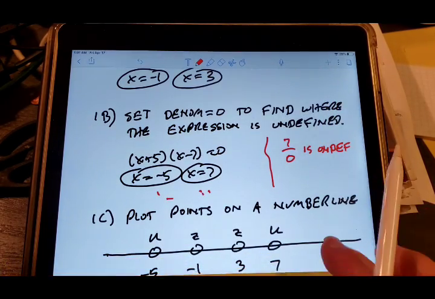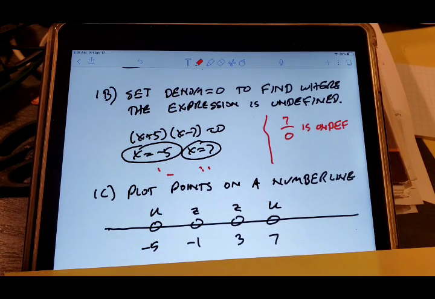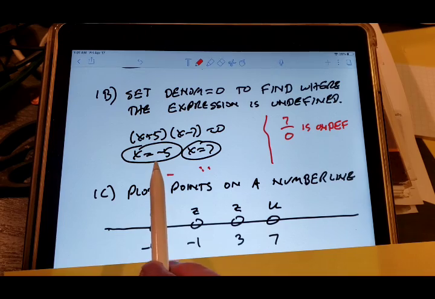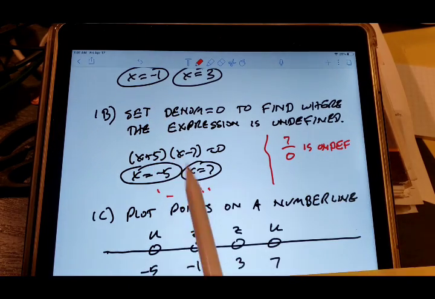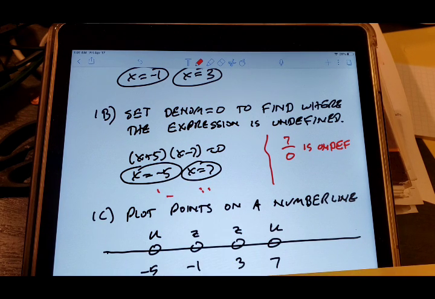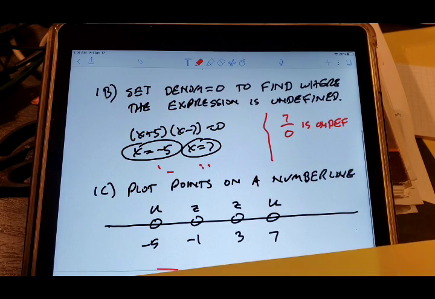Well, plot the points that we discovered on a number line. So you can still see the -5 right here. I plotted that. The -1 up here, I plotted that. The 3 I plotted. The 7 I plotted. Well, in order on the number line, that's important too, but plot them on a number line.